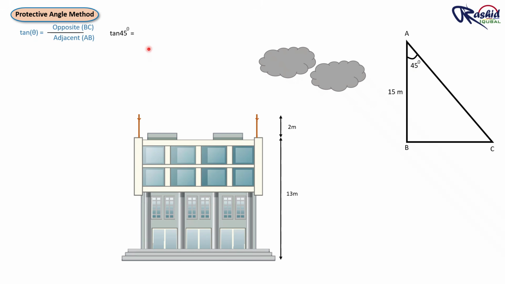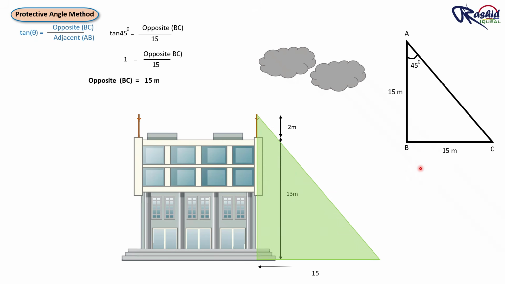So we can write here tan 45 degree equal to opposite, this is the BC, divided by 15. So tan 45 degree is equal to 1. If you calculate tan 45 degree, you will get 1 equal to BC divided by 15. So after solving this equation, we get BC equal to 15 meter. That means the length of side BC is exactly 15 meter.